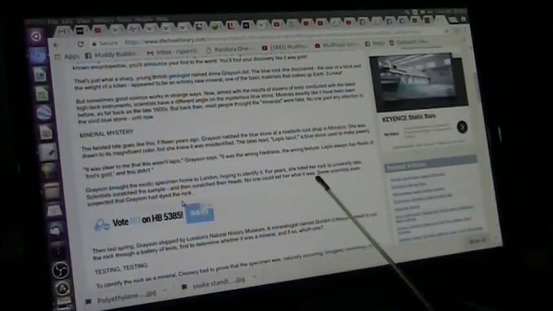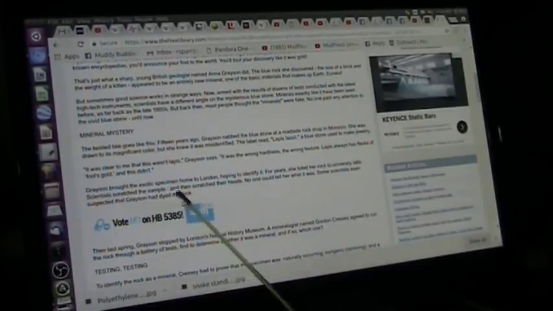For years, she touted her rock to university labs. Nobody cared. Scientists scratched the sample, then scratched their heads. No one could tell her what it was. Some scientists even suspected Grayson had dyed the rock.